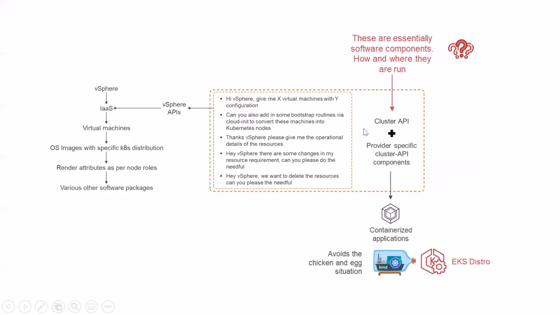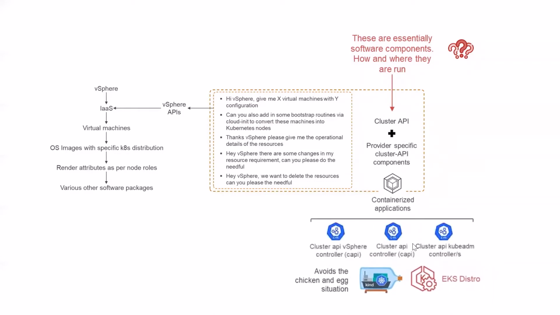And on that, we deploy the cluster API components, both from a core and vSphere perspective. They run inside of a specific namespace, and they run as pods, which are actually controller pods. So the entire software execution and workflow is rendered as a controller. You have the cluster API vSphere controller, which is for this specific portion of vSphere. Then you have the core controllers, in terms of the cluster API controller and the KubeADM controller.